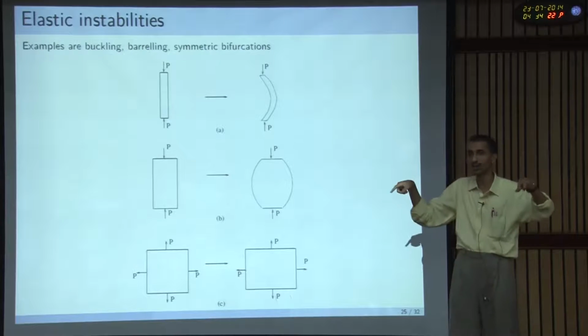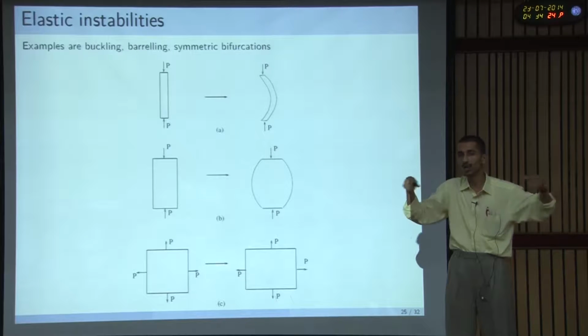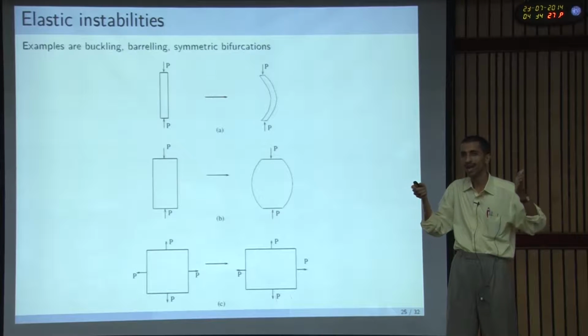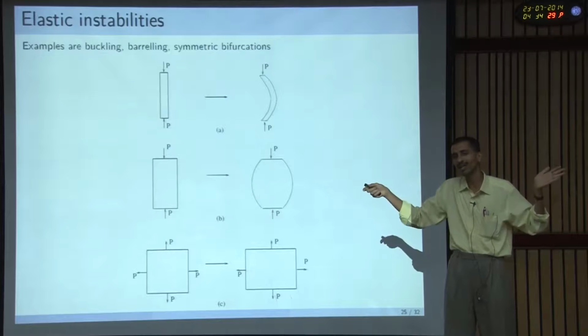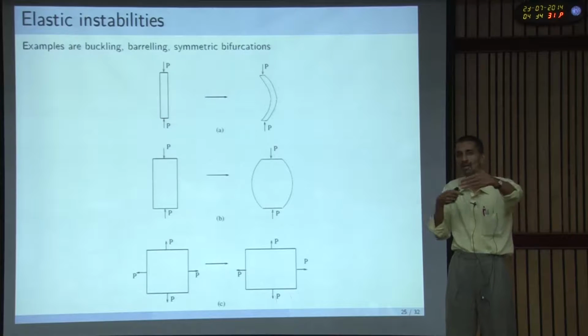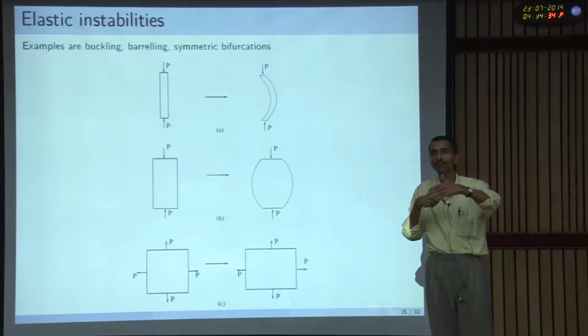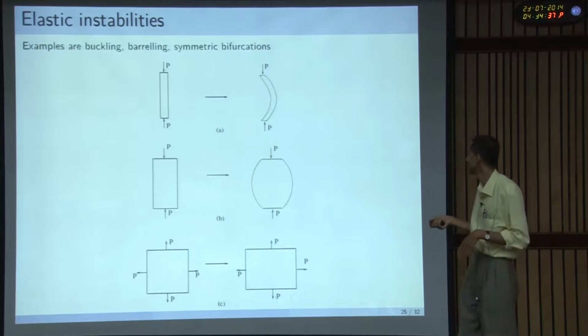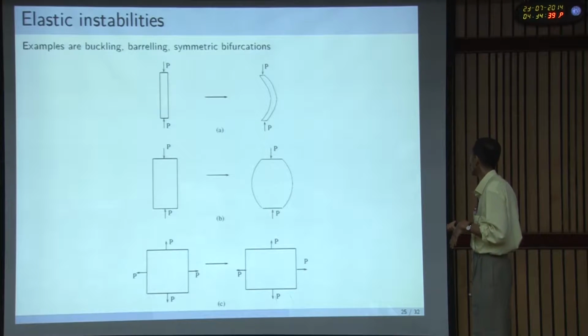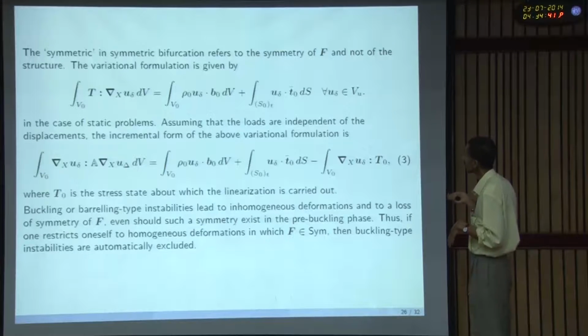If you have a square sheet of rubber and if you apply equal loads on the two edges, at a certain critical load, it suddenly goes into a rectangular shape. Up to that critical load, it stays square, but beyond that critical load, it suddenly goes into a rectangular shape here. So you can analyze.